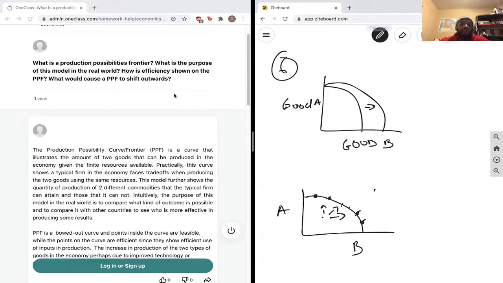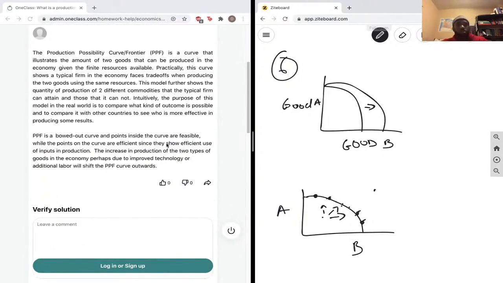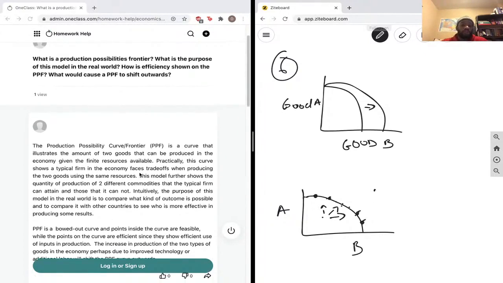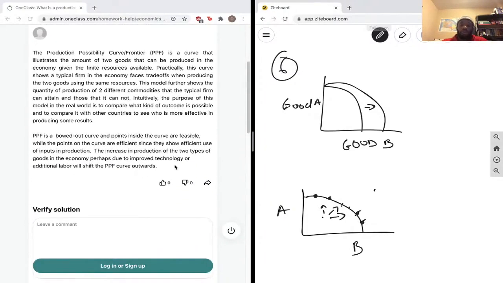And what would cause the PPF curve to shift outward? So like our tutor said, an increase in the production of two types of goods in the economy, perhaps due to improved technology or additional labor, which shifts the production possibility frontier outward. So if you receive more labor and are able to produce more goods, it will cause a shift outward, meaning what was previously unattainable over here becomes attainable. And again, if technology improves for the better of the two goods, again, you could see a shift outward.